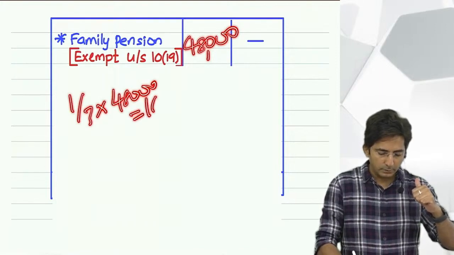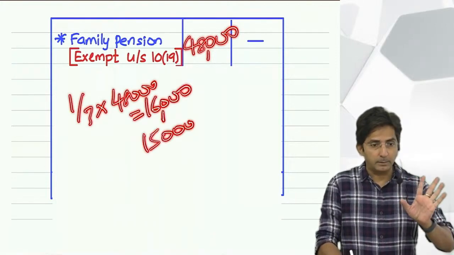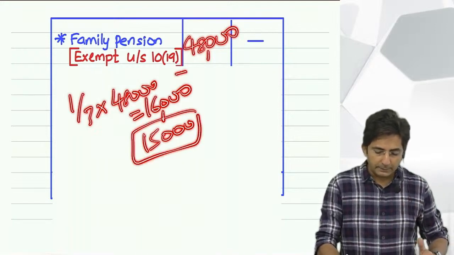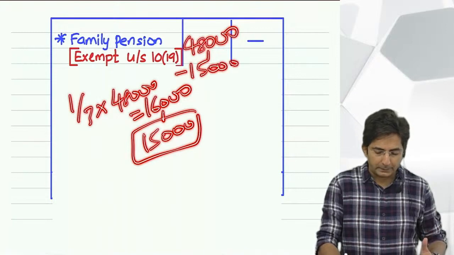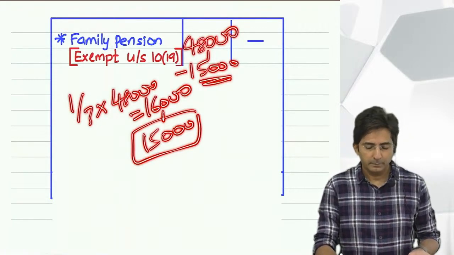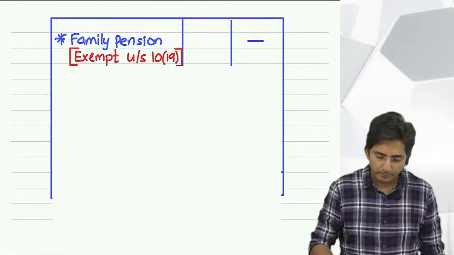1/3 × 48,000, that comes to 16,000. Compare with 15,000, the fixed amount. Out of the two, whichever is lower. And this 15,000 you would have deducted from 48,000. This way you would have done. Okay. But that is if a normal employee dies and family pension is given.